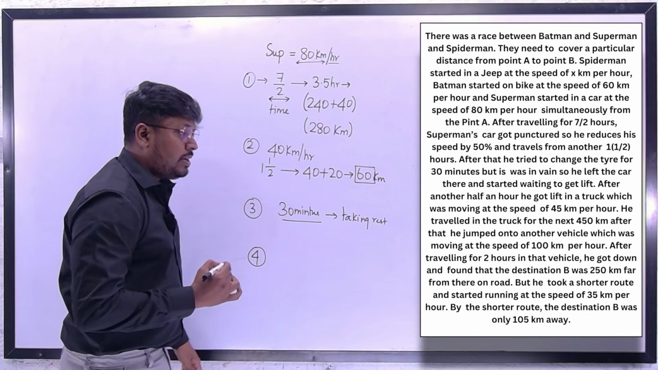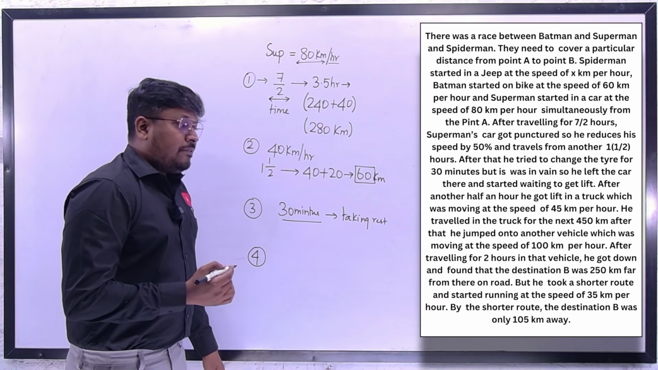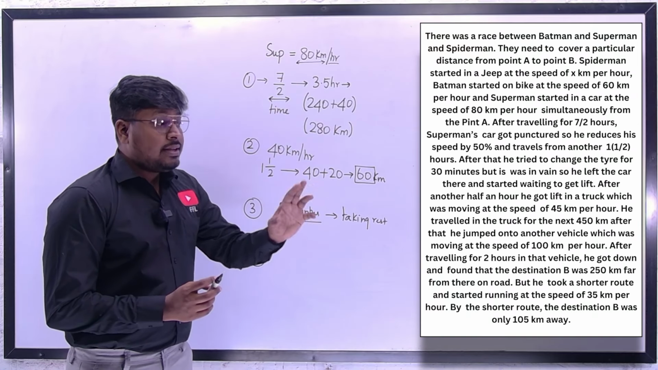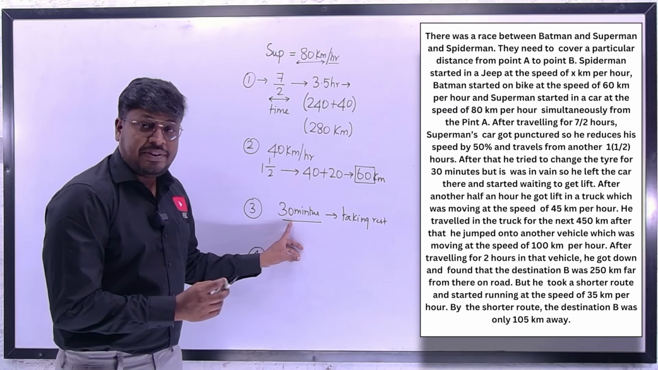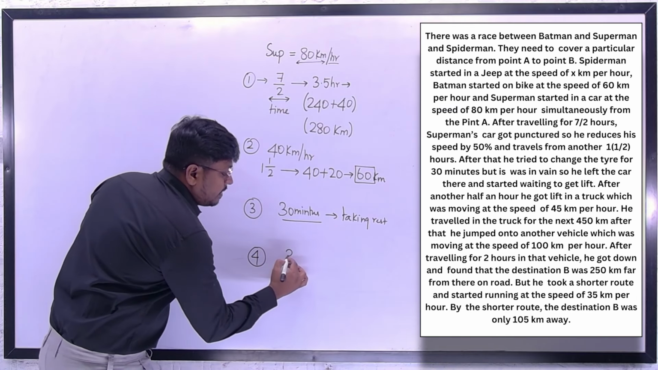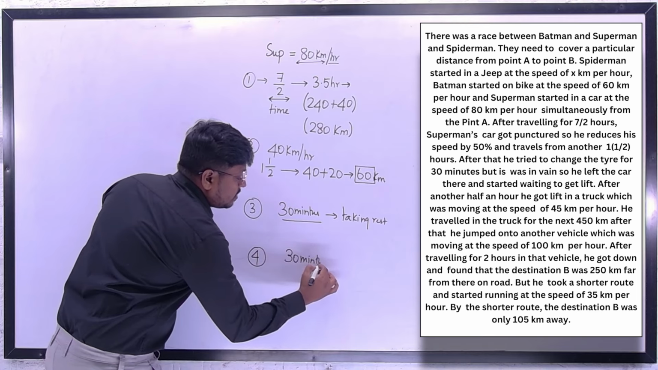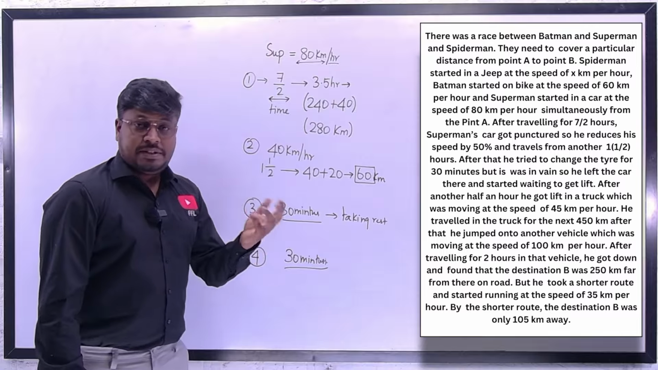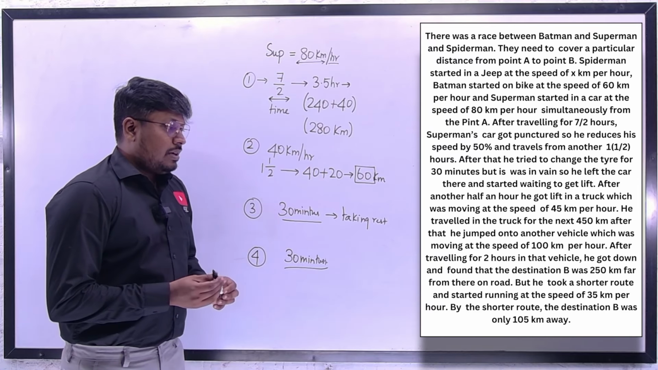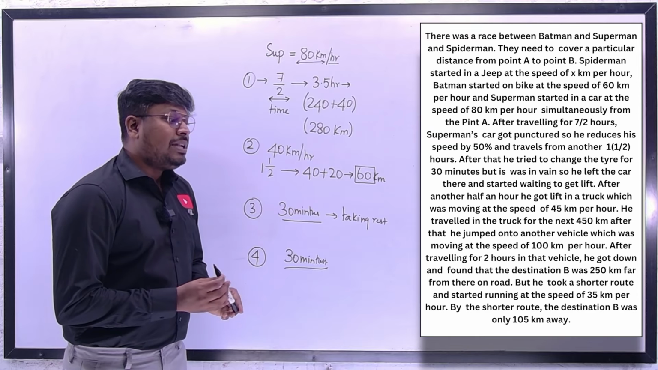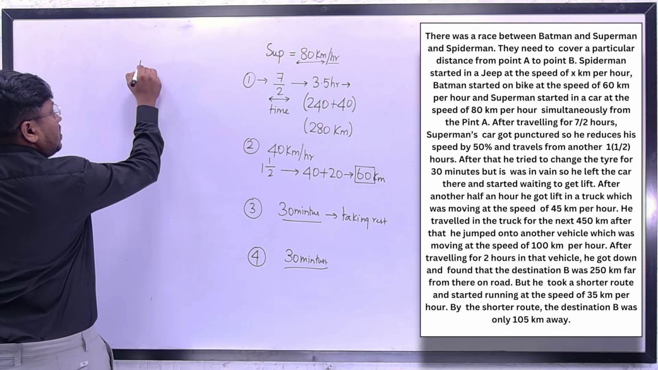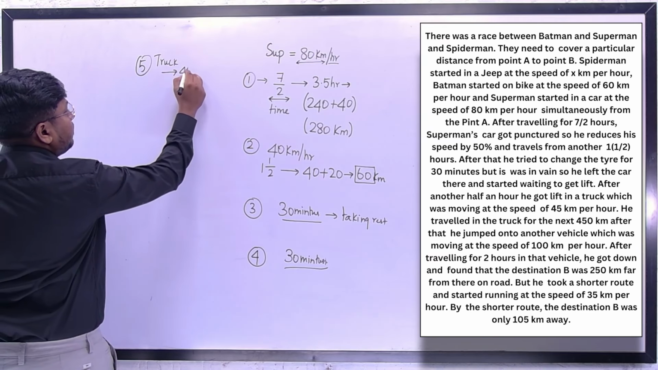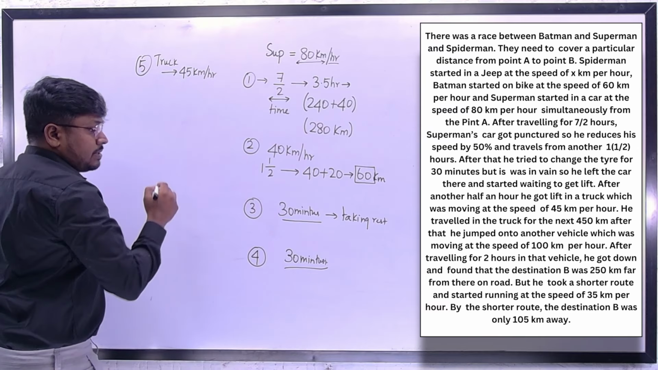So what about the fourth point? After another half an hour he got a lift. Already he has waited half an hour, and then after another 30 minutes he got a lift in a truck which was moving at a speed of 45 kilometers per hour. So now he is traveling in a truck where the truck speed is 45 kilometers per hour. Okay, interesting question.